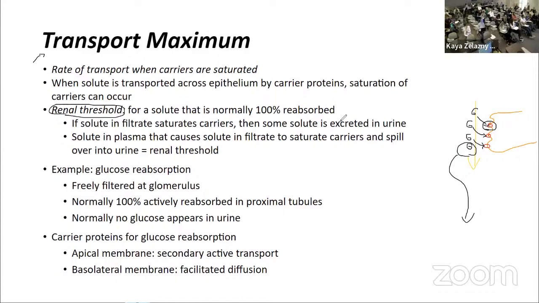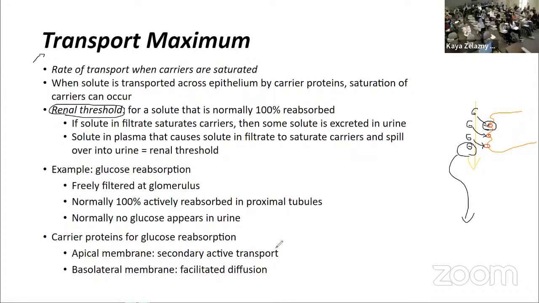Our best example for all of this is glucose. Glucose should be freely filtered at the glomerulus, meaning it goes into the filtrate at the same concentration as it is in the plasma. So we multiply our glomerular filtration rate by the concentration of glucose to get our filtered load, which is our amount of glucose in the filtrate, the amount that has gone into the kidneys every minute. Normally, it's all getting reabsorbed. No glucose appears in the urine. If these carrier proteins are full, we hit our renal threshold, we start to have spillover.